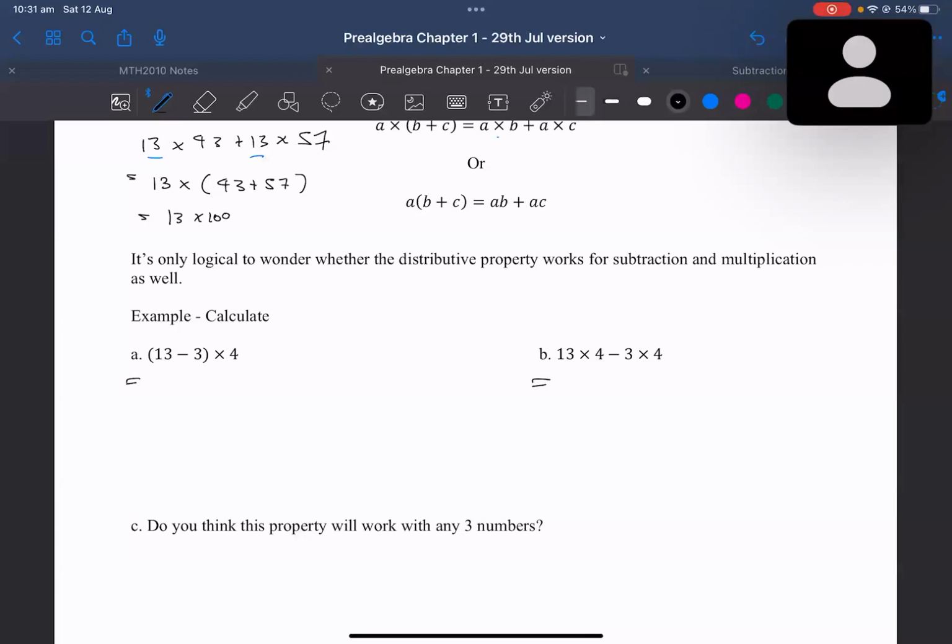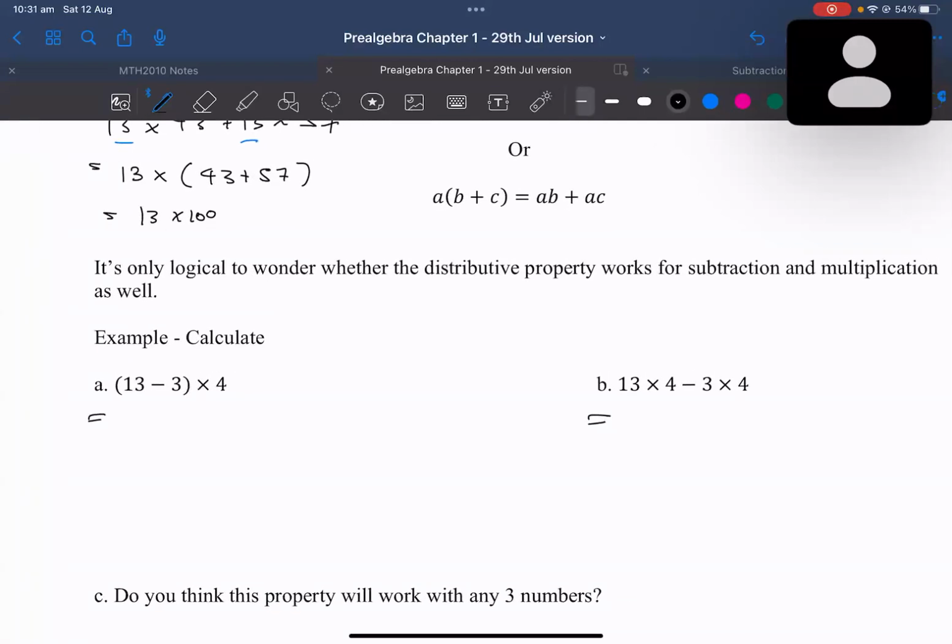So for A, yeah, that's good, Ryan. 13 minus 3 times 4. 13 minus 3 is 10, and times 4, the answer is 40. If you do the brackets first, just do it slowly: times 4, 40. But if you do it the other way, 13 times 4 is 52, minus 3 times 4 is 12. That's 40. Good. What does that say? Are they the same?